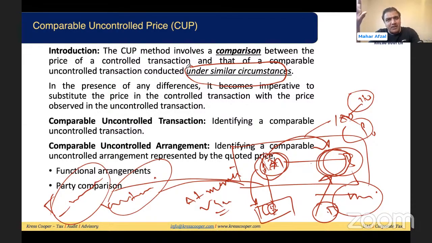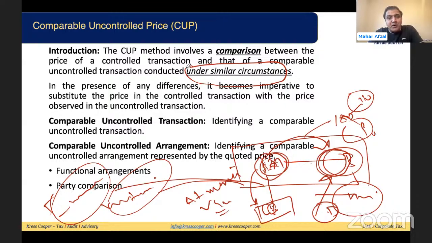If the circumstances are different, input terms are different, volume is different, nature of the goods is different, location, supply, if there's a difference, then we need to make an adjustment to make sure that whatever A is charging to B, it would have been the same as what A is charging to C. So this is called, coming back to the basic definition, comparable uncontrolled price, where we are comparing the price of a controlled transaction with the price of an uncontrolled transaction.